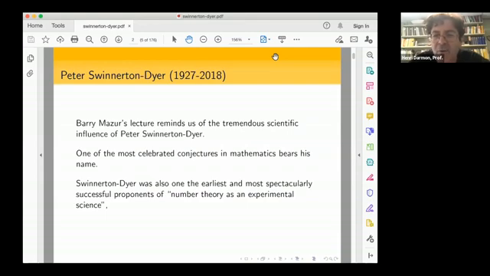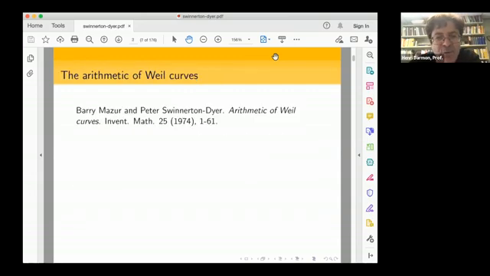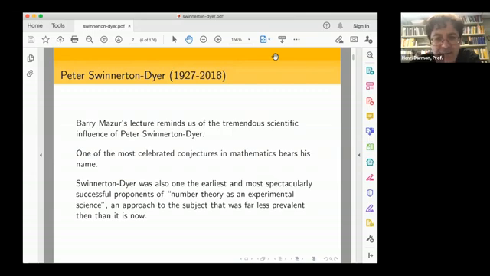He was one of the earliest and very successful proponents of the idea of number theory as an experimental science in which one uses computers and experiments to arrive at conjectures and eventually theorems. That's certainly an approach to the subject that was far less common in those days than it is now. Now it's much more widely practiced, now that computers have become much more sophisticated and powerful. That's certainly something where Swinnerton-Dyer was a pioneer.